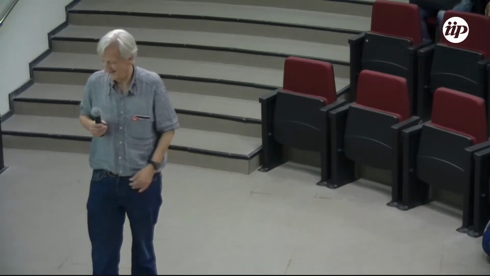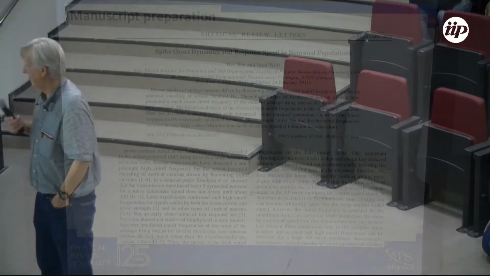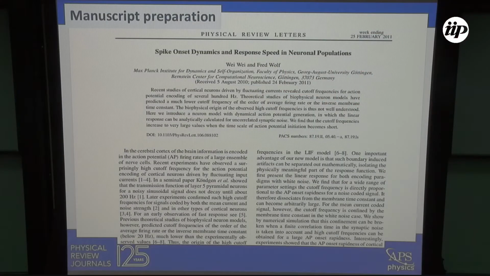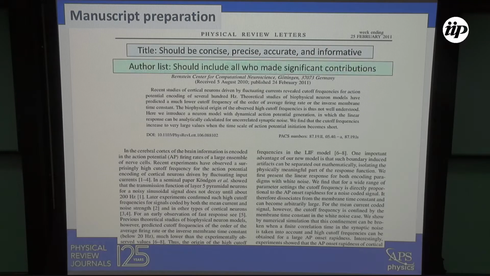So I'm going to run through this. As I said, Lance did such a good job. I'm just going to run through this really quickly. The template here is a Physical Review Letter. So here, the title should be concise, precise, accurate, and informative. The author list is very, very important. We've talked about this several times, so everybody knows what you have to do. You should include all people who made significant contributions, and I understand the word significant can be a little squishy, but we've gone over that.